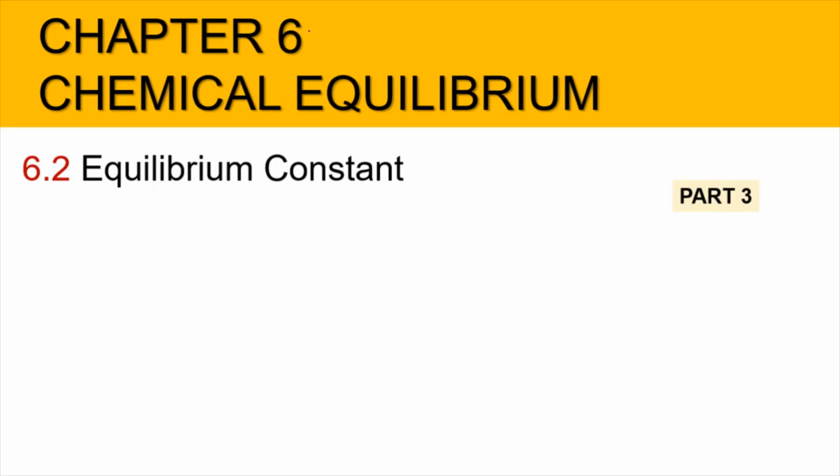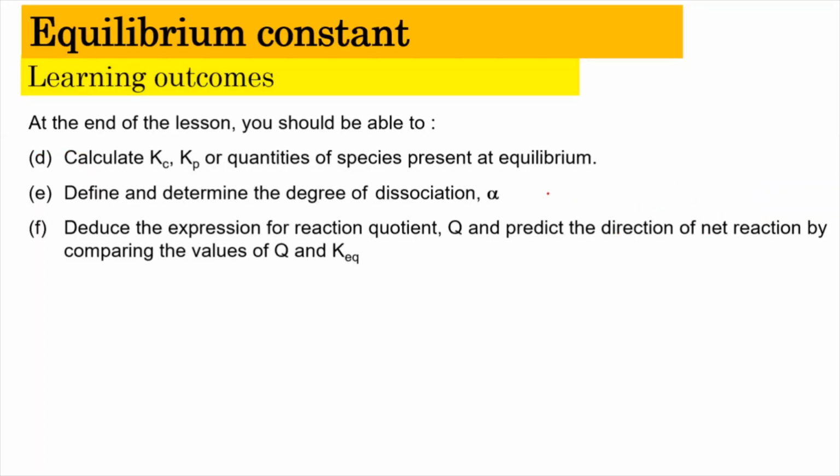So now we're going to do chapter 6, chemical equilibrium, and we're going to focus on the subtopic of 6.2, equilibrium constant, part 3 of the video. So in this video, we're going to learn how to calculate the value of Kc, Kp, as well as the quantities of species present at equilibrium. So for the learning outcome of D, we're going to look at that in this video, which is in part 3. For the learning outcome of E and F, we're going to look at that in the next video, which is in part 4. So without any further ado, let us start with part 3 of the video first.